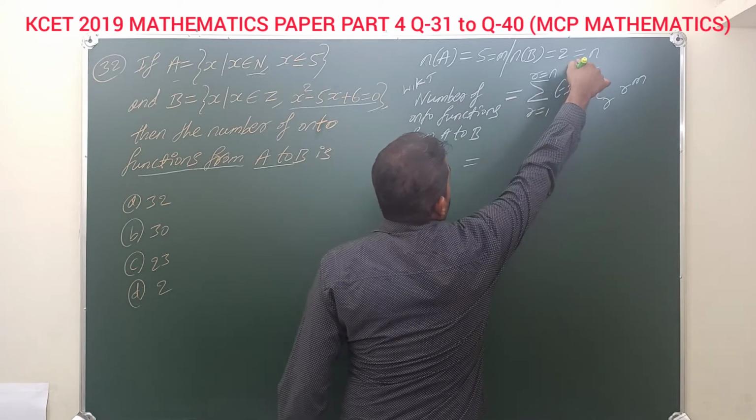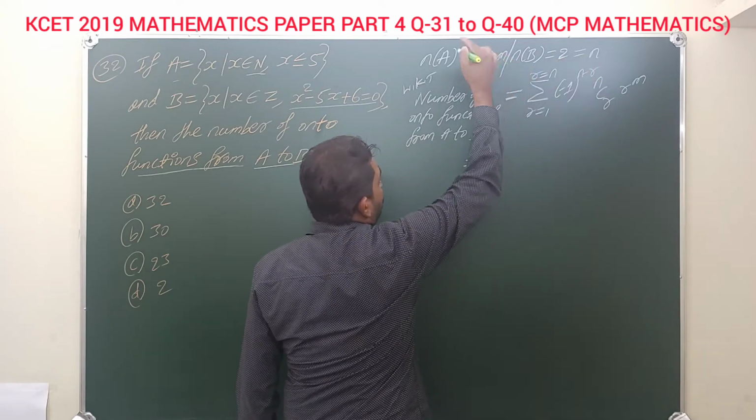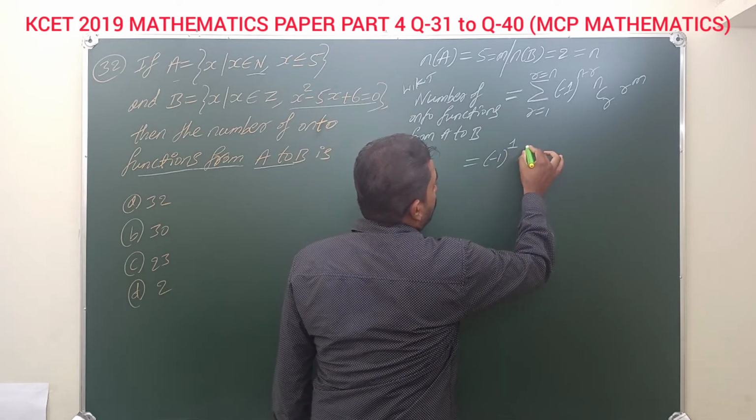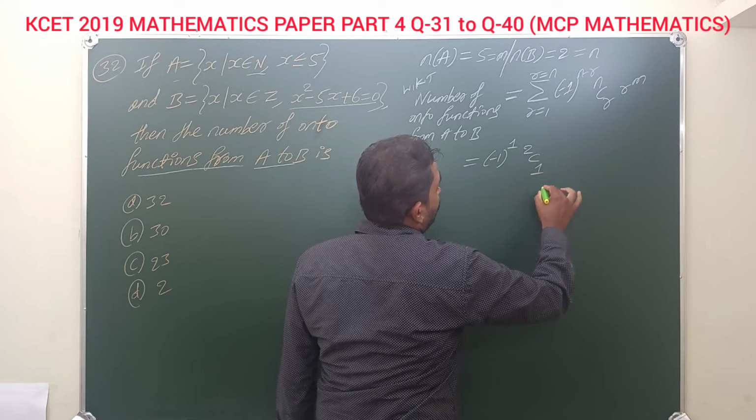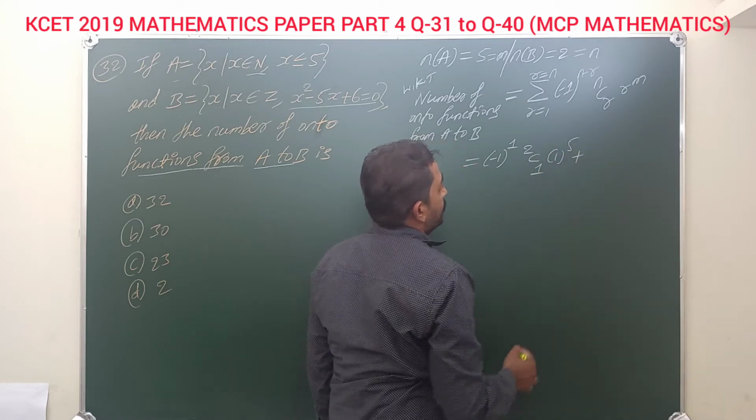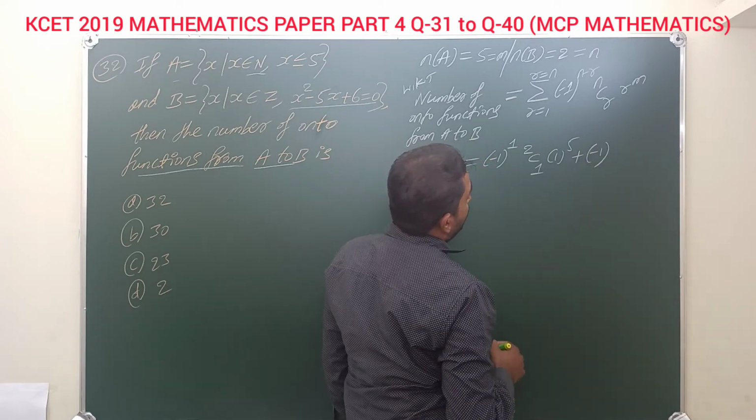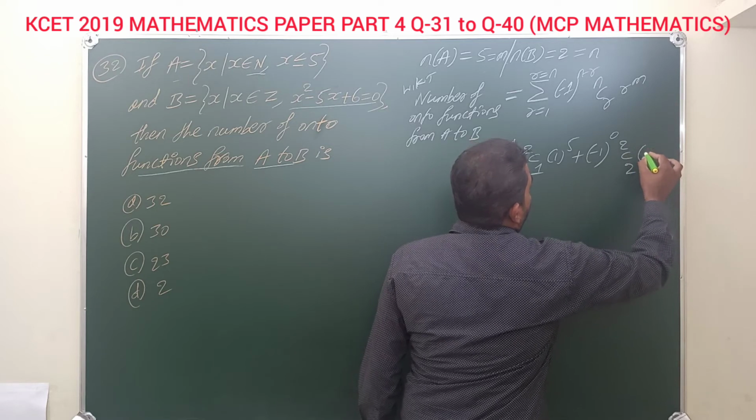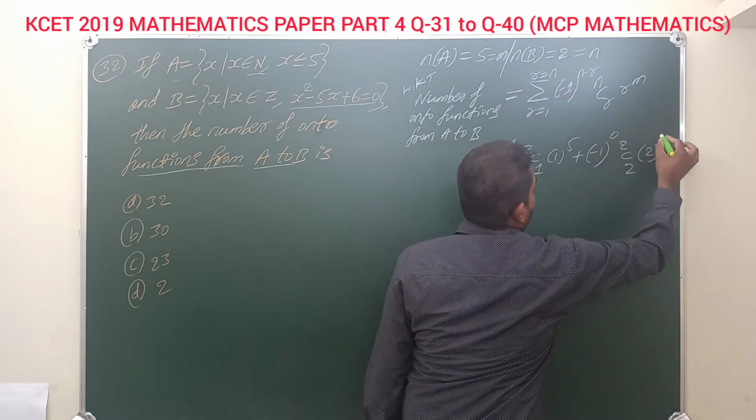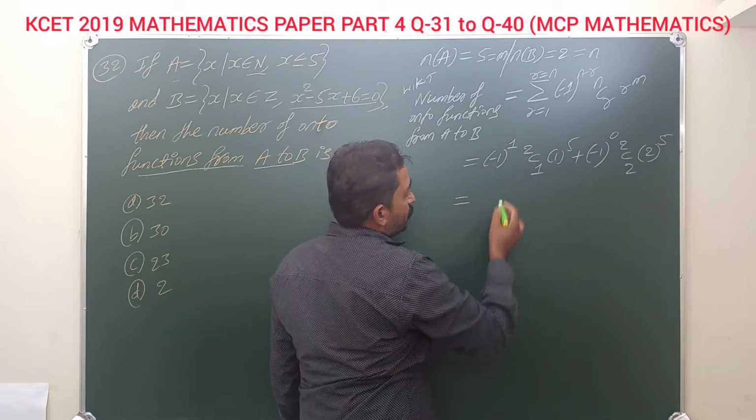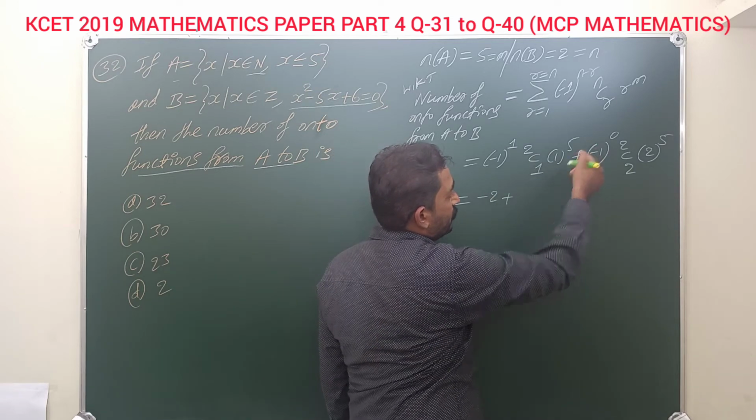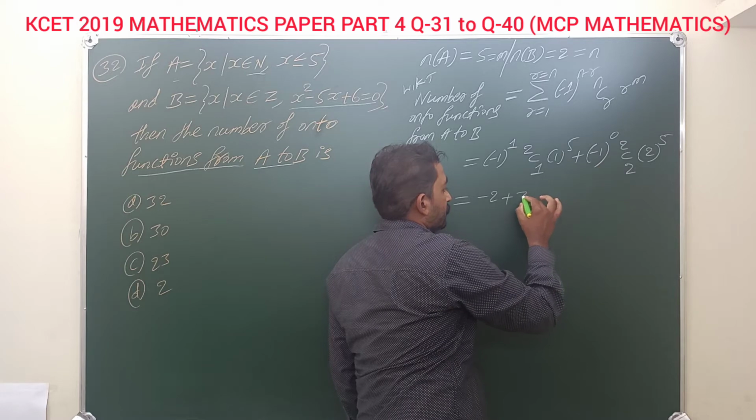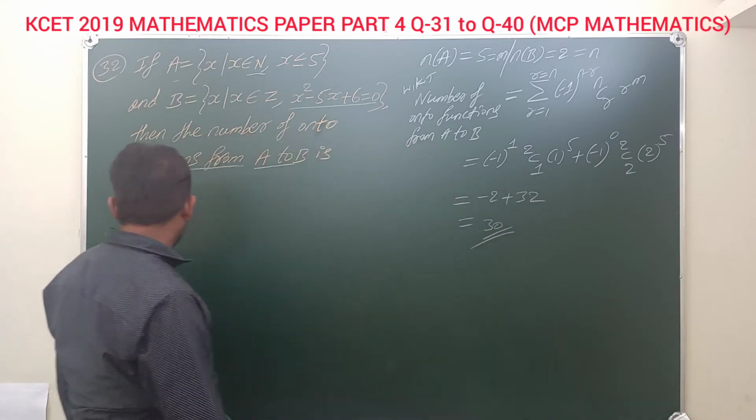So the values are given: N is 2, M is 5. Now simplify this. First term: minus 1 to the power of 2 minus 1, which is 1, into 2C1, into 1 to the power of 5, plus the next term, minus 1 to the power of N minus R, 2 minus 2, which becomes 0, into 2C2 into 2 to the power of 5. Simplifying: minus 1 to the power of 1, 2C1 is 2, 1 to the power of 5 is 1, it becomes minus 2, plus minus 1 to the power of 0 is 1, 2C2 is 1, 2 to the power of 5 is 32. 32 ones are 32, 32 minus 2 is 30, the required answer. So option B is correct.